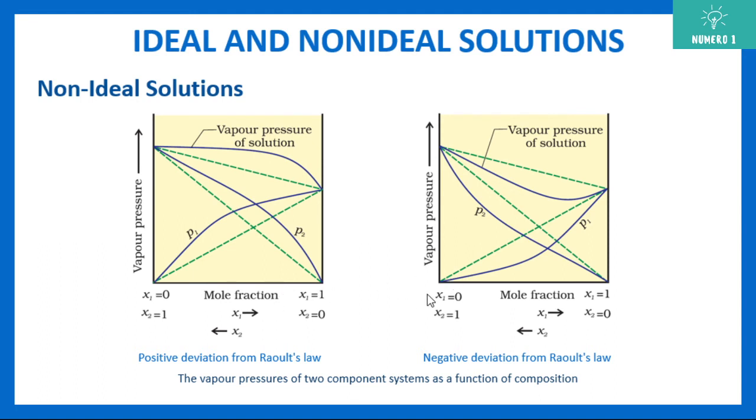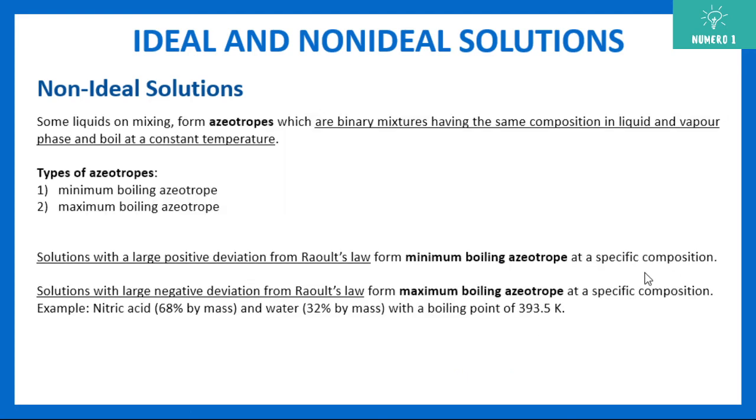In general, the questions are asked based on positive and negative deviation, not numericals. Okay, now one more thing that you should focus on is azeotropes. For example, some liquids, when you mix them together, form an azeotrope. What is an azeotrope? They are binary mixtures which have the same composition in liquid and in vapor phase and boil at constant temperature. So they have the same composition in liquid and the same composition in vapor phase.